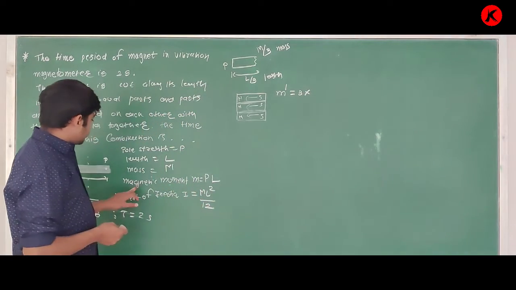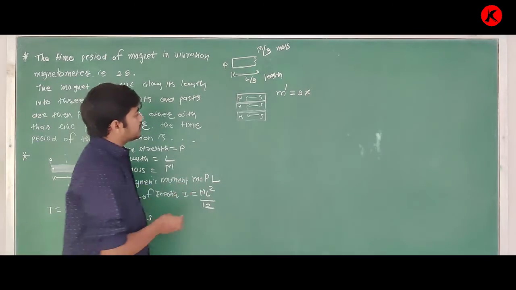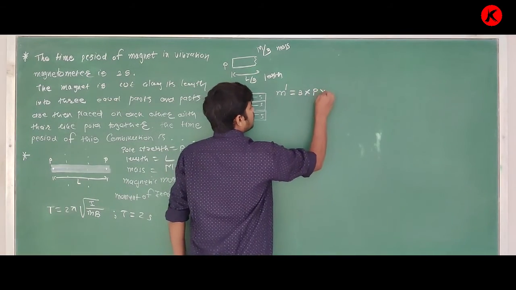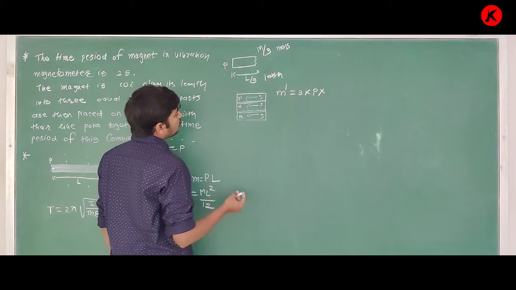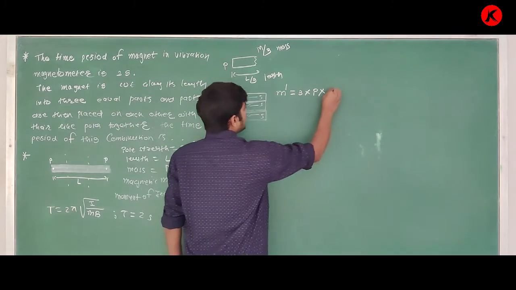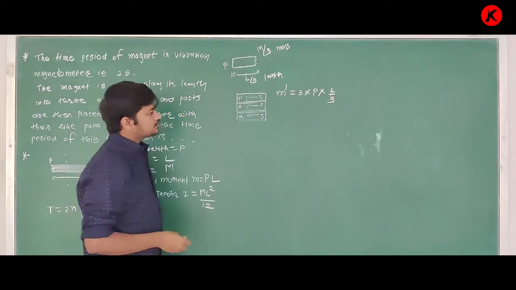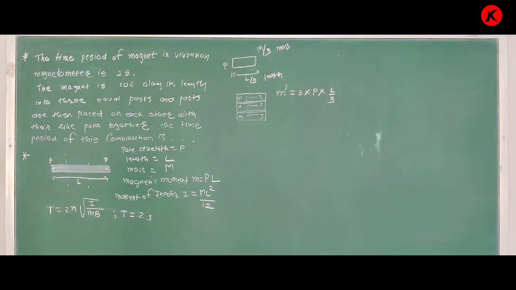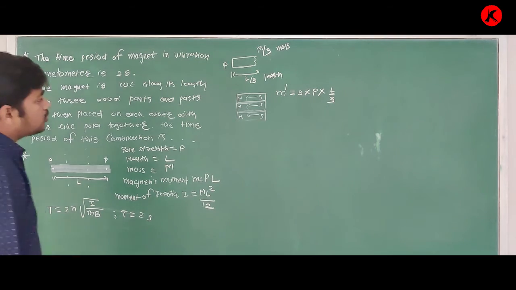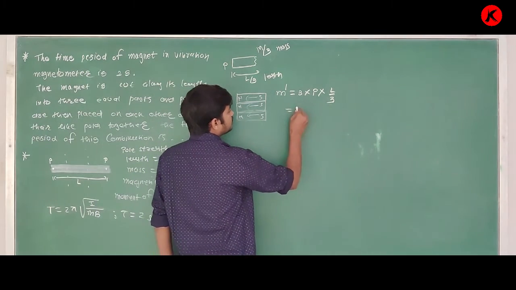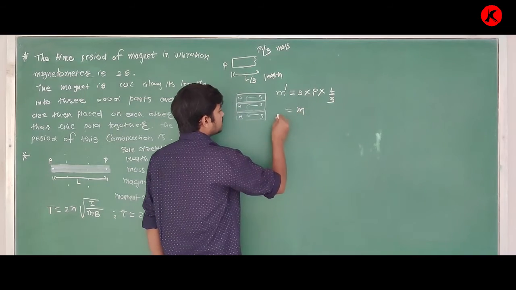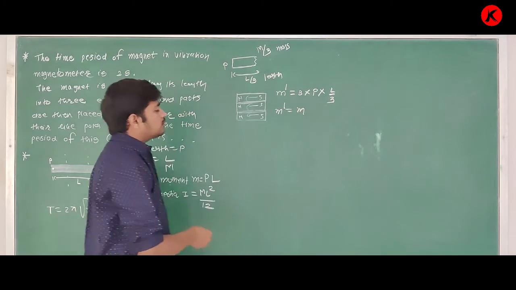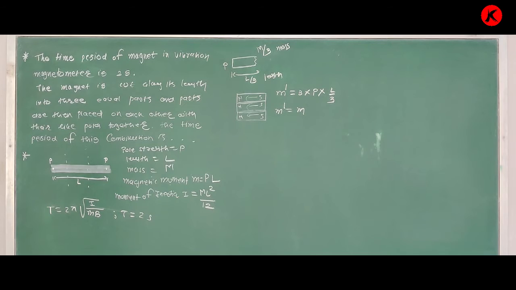Now what is the equation of magnetic moment? Pole strength into length. Pole strength will remain the same, that is P. What is the length? Length of each part is L by 3. Clear? So the magnetic moment is 3 times P into L by 3, so it is M only. There is no change in magnetic moment.